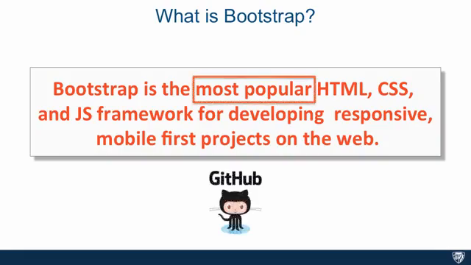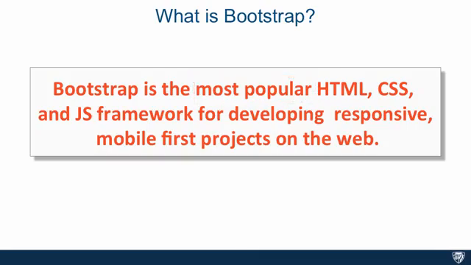So let's take it apart a little bit. First of all, it's the most popular framework. Well, GitHub, which is basically a large website with code repository that has a social component to it, has over 90,000 stars or likes of the Bootstrap project. So it's the most popular project on the entire website. And it's been forked over 38,000 times.